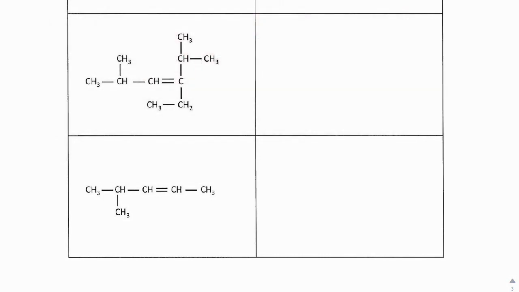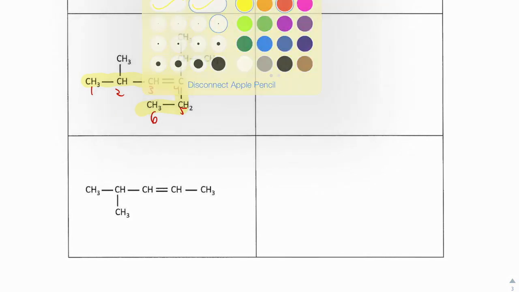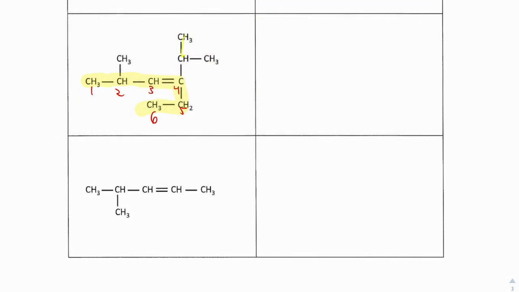Let's go down. Let's find the longest carbon chain for here. Off the bat, the longest carbon chain is going to be, hopefully you guys got right here. So that's the longest carbon chain. Substituents, you're going to have an isopropyl group here. So you have an isopropyl group here. This is your isopropyl group.